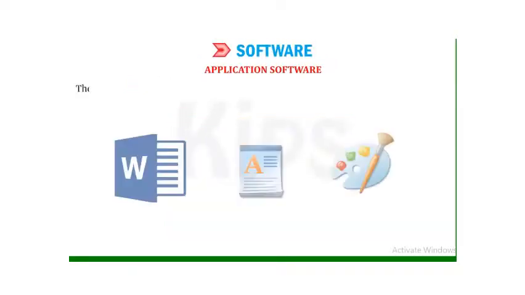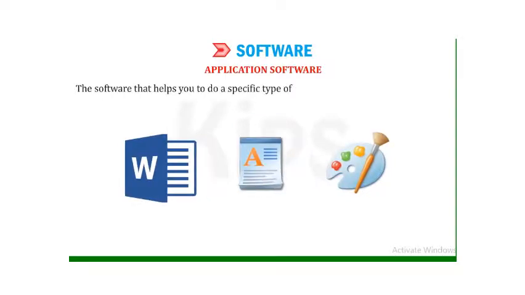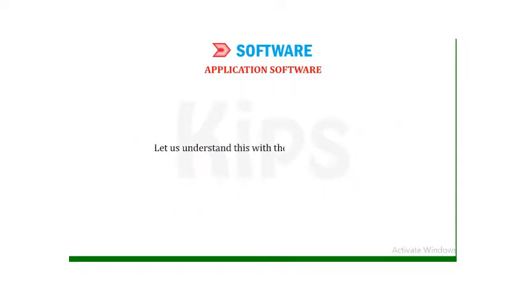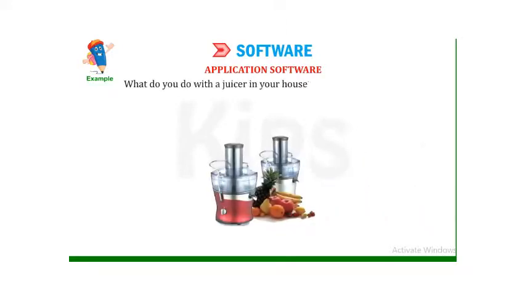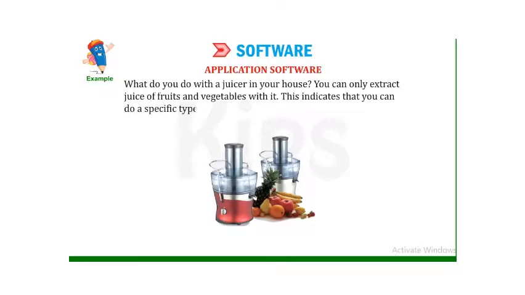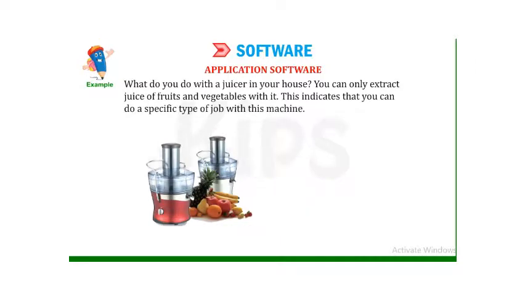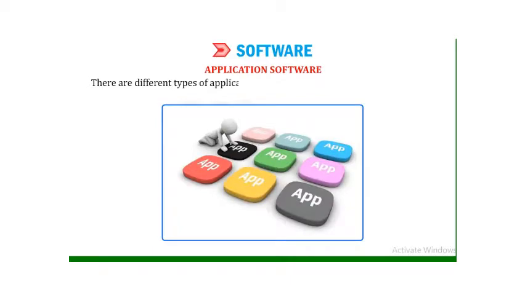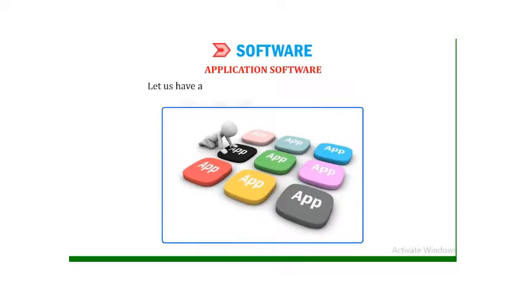Now let's have a discussion on application software. The software that helps you to do a specific type of work is called application software. Let's understand this with the help of an example. What do you do with a juicer in your house? You can only extract juice of fruits and vegetables with it. This indicates that you can do a specific type of job with one machine. There are different types of application software that help in doing specific types of jobs. Let us have a look at some of the application software.